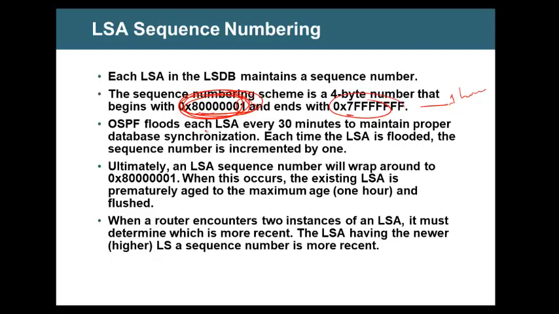All right, if you want to see the sequence number, you can see it in the same command, show ip ospf database. Here it shows that this update was received 8 seconds ago, from this advertised router 192.168.1.67.